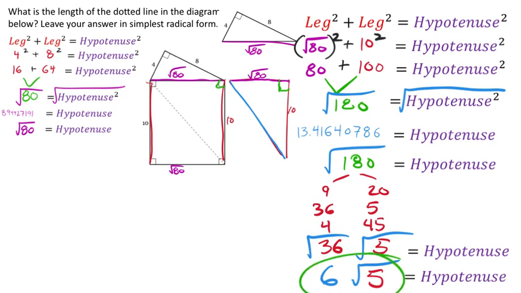It's just done. Okay, so again, this 6 times the square root of 5, which we already know is 13.41640786, is this length right here. We found it both in decimal format and in its simplest radical form, which would also be another way to say we want the exact value.